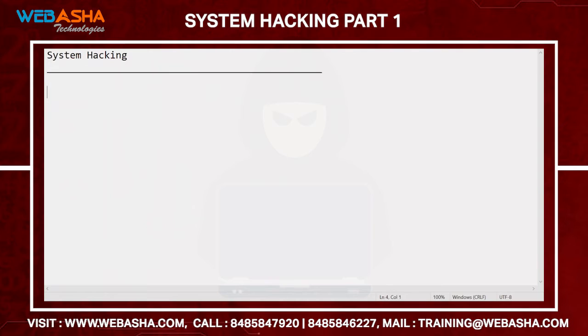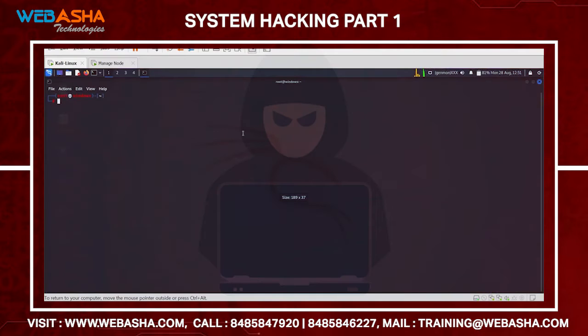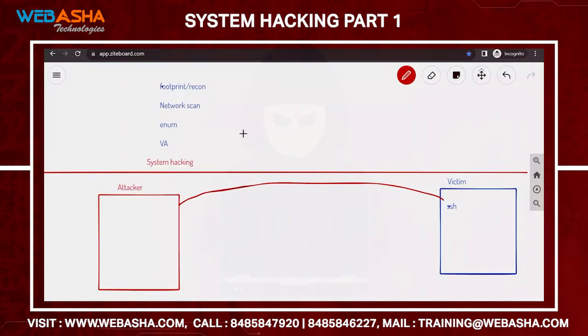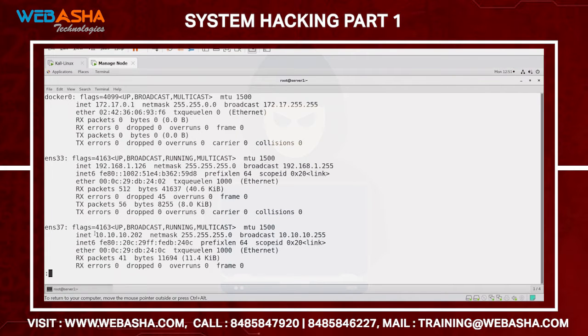We are going to check, or we can say get, the username and password of your SSH service with the help of Metasploit. So let's suppose what exactly we have. In that case, first you need to know your victim machine's IP. So this is my victim machine, and the IP of the victim machine is something like 202. So this is my victim machine's IP.